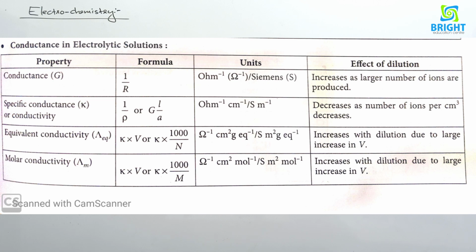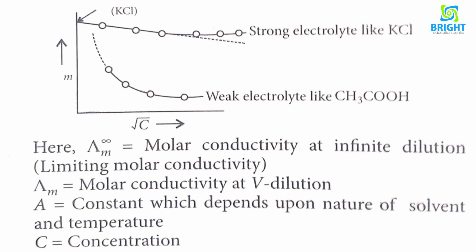Then we discussed molar conductivity and limiting molar conductivity. When the concentration approaches 0, the molar conductivity is known as the limiting molar conductivity. I gave you a graph between root of C and molar conductivity, where the straight line is regarded as a strong electrolyte like KCl, and the curved one is ethanoic acid, which is considered a weak acid or weak electrolyte. So go through this topic and study it.